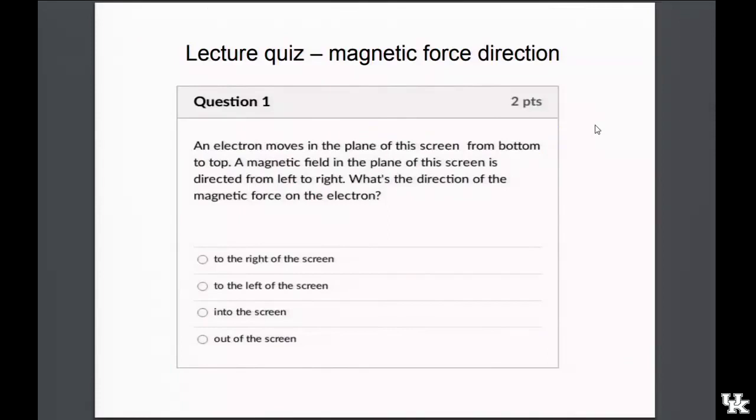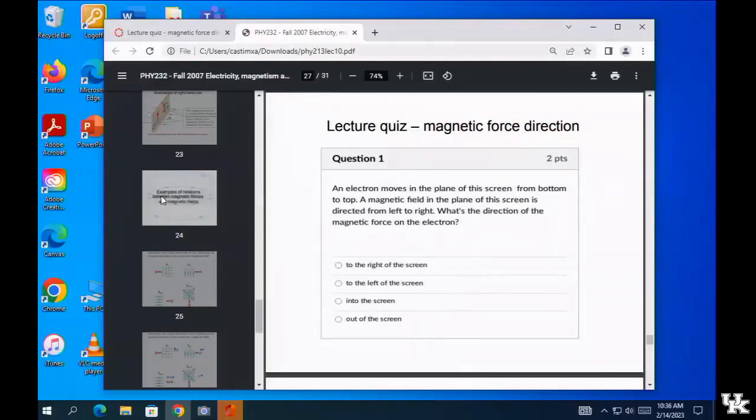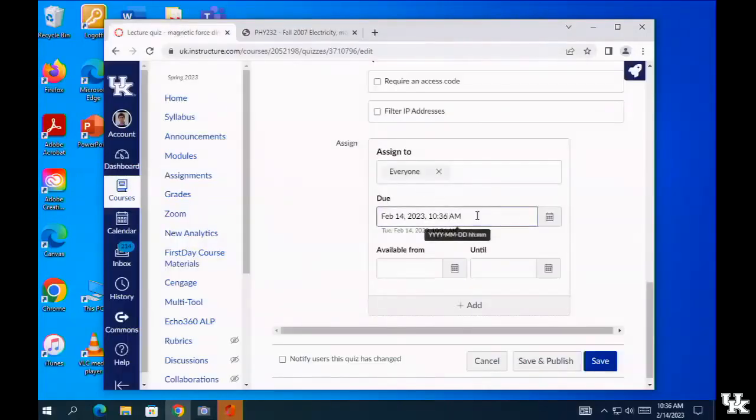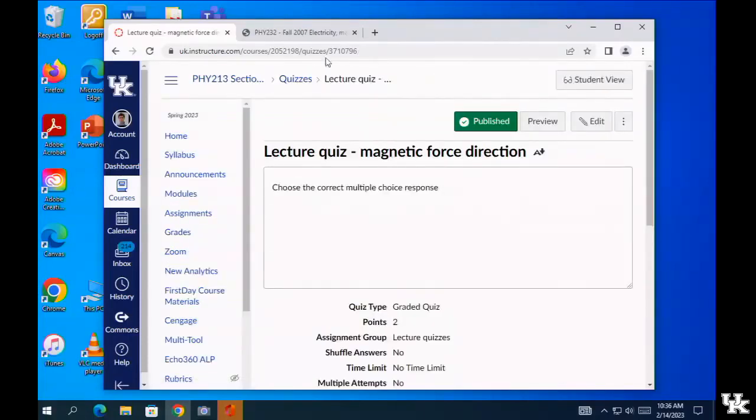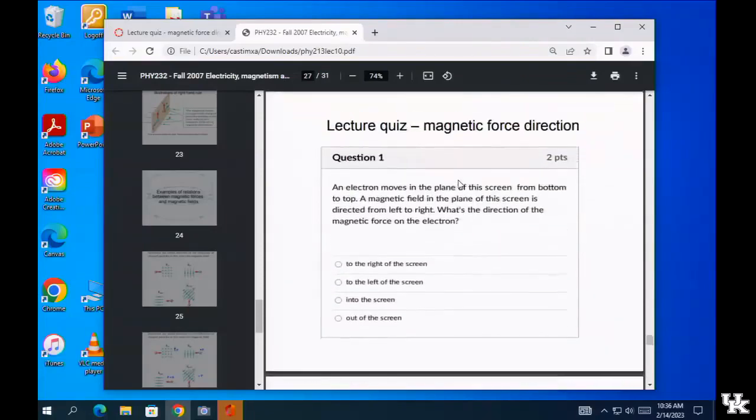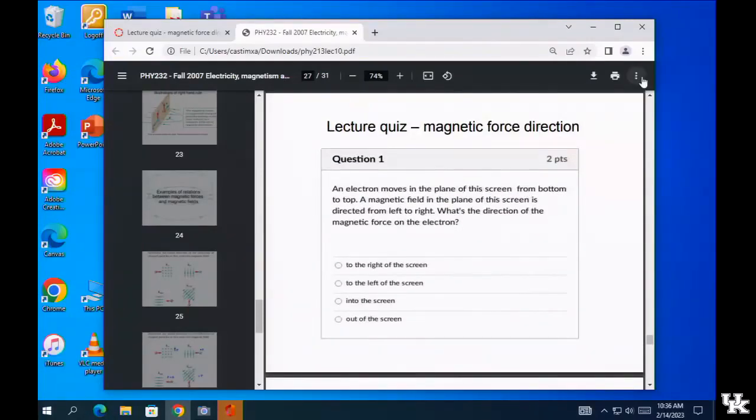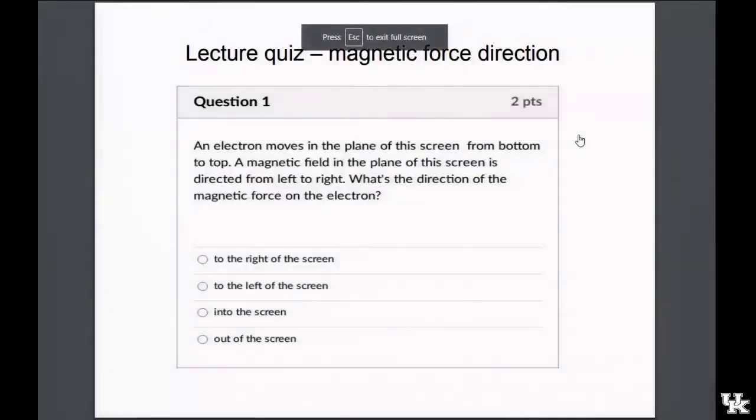Okay, I've got a quiz here. Let's do this. So this is another right-hand rule question. In this one, we're told the electron is moving upwards from the bottom of the screen to the top of the screen.